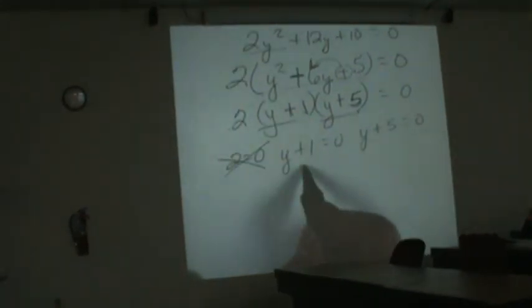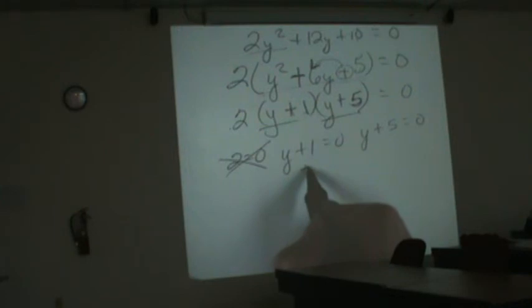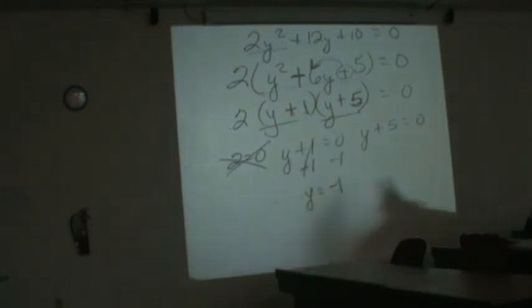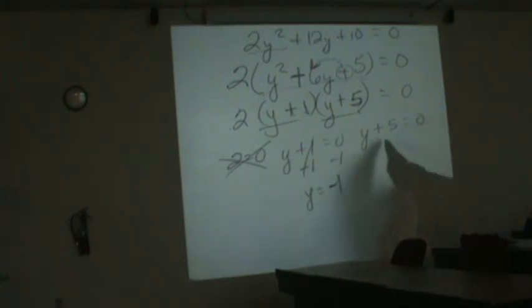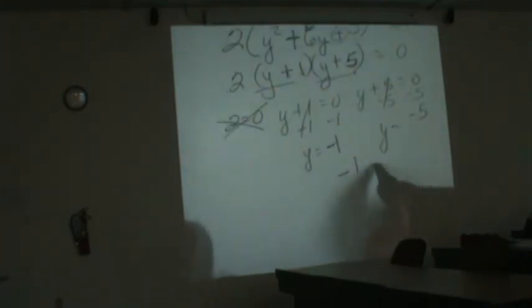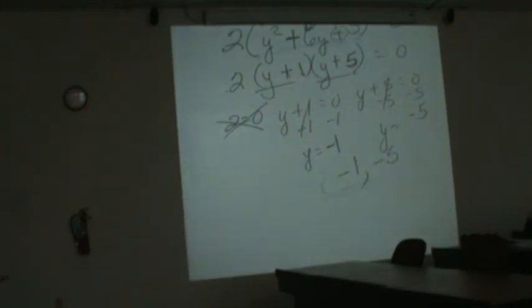Okay, so this one, what do you do? Subtract 1, -1, one of your answers. Subtract 5, -5. So you got -1 and -5. No parentheses, just the answers.